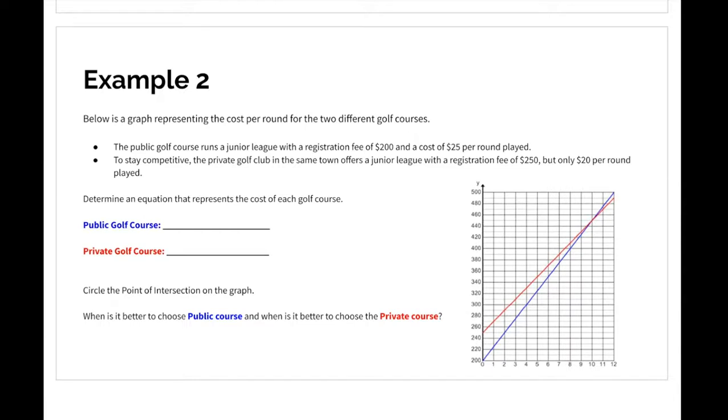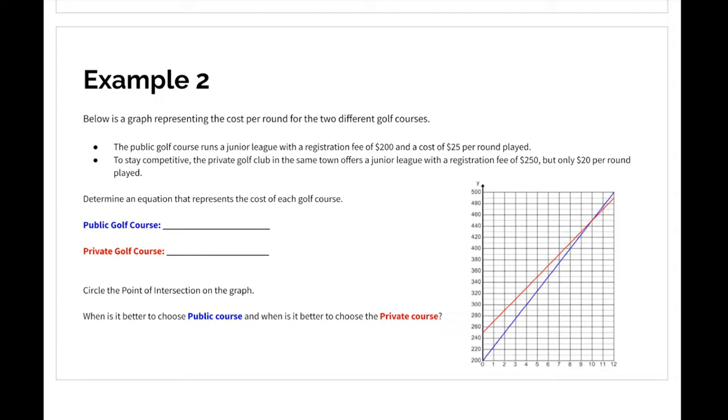Example 2, below is a graph representing the cost per round for the 2 different golf courses. The public golf course runs a junior league with a registration fee of $200 and a cost of $25 per round played. To stay competitive, the private golf club in the same town offers a junior league with a registration fee of $250, but only $20 per round played. So first, we want to determine an equation for each golf course.